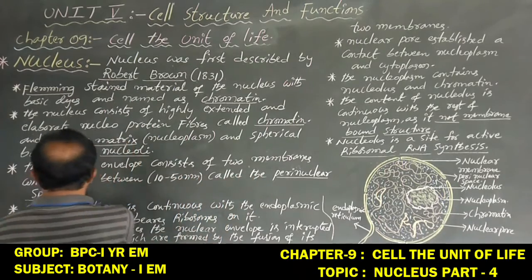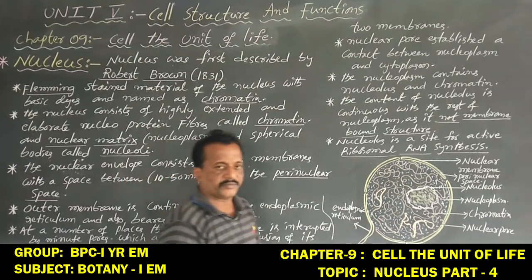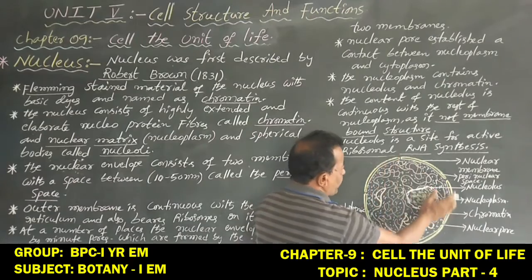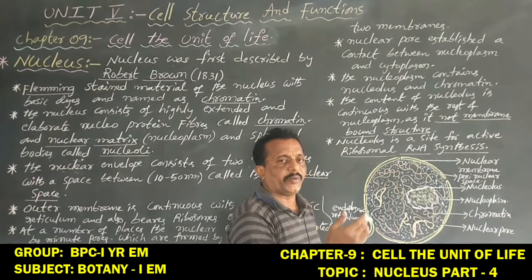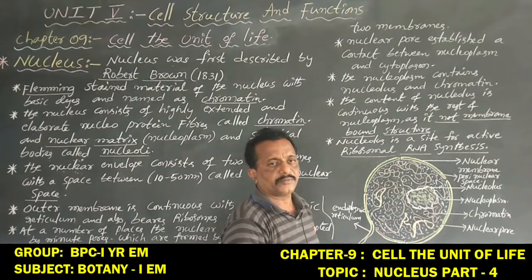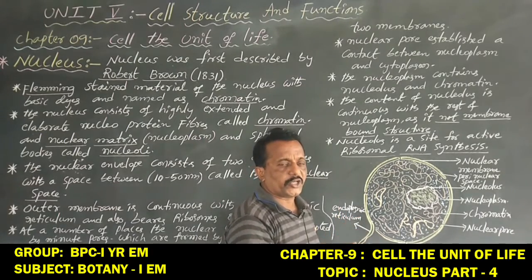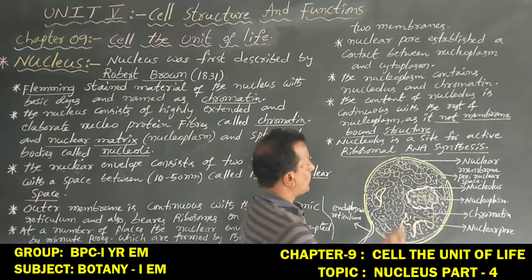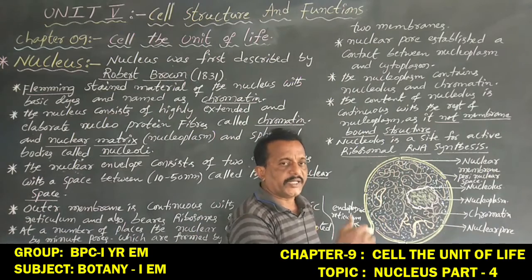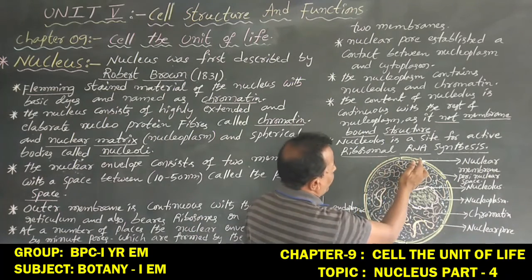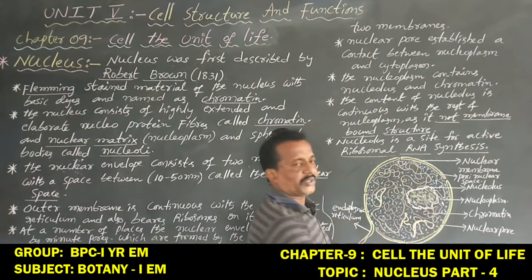called the perinuclear space. So dear students, the chloroplast is a large cell organelle and a double membrane bound structure, and the mitochondrion is a double membrane bound structure, and the nucleus, the largest cell organelle, is also a double membrane bound structure.